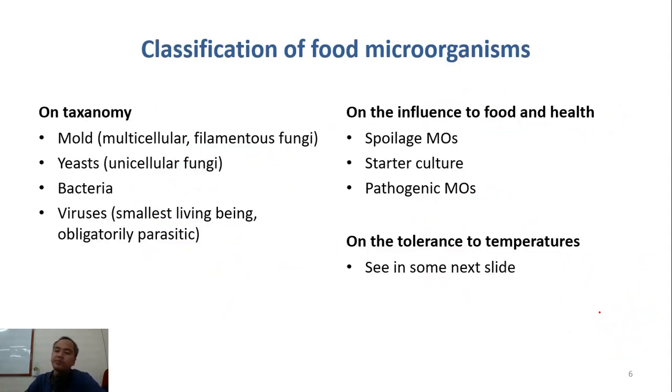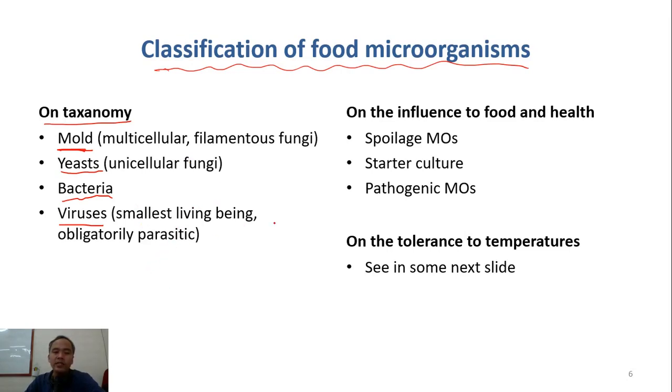Okay, now we go into detail. Classification of food microorganisms. The classification can be based on taxonomy, on the species and the genera and so on. Then we can divide microorganisms into mold, yeast, bacteria, and viruses. You studied this already in the other course, food microbiology.